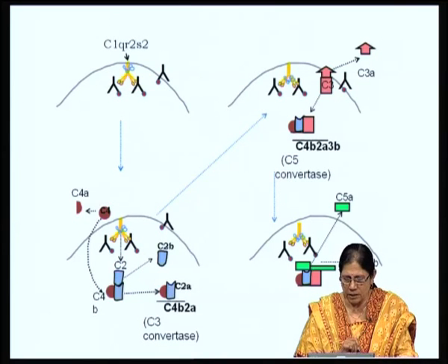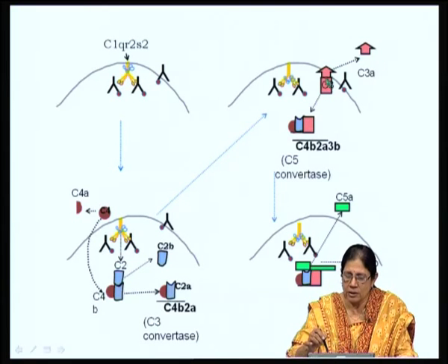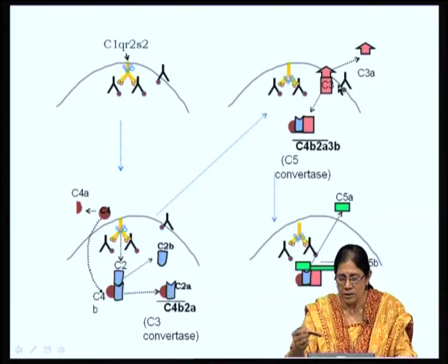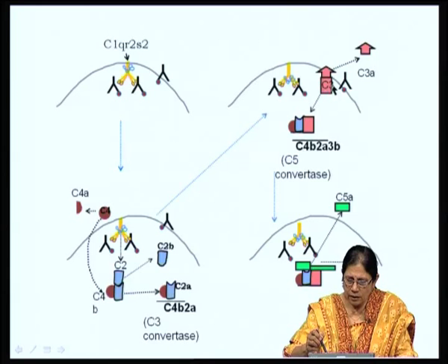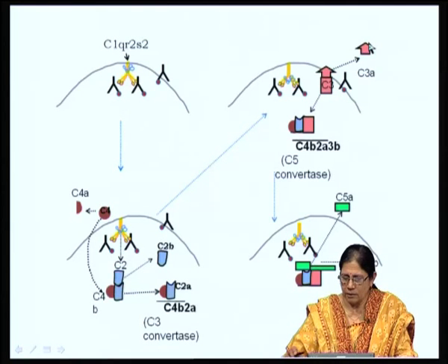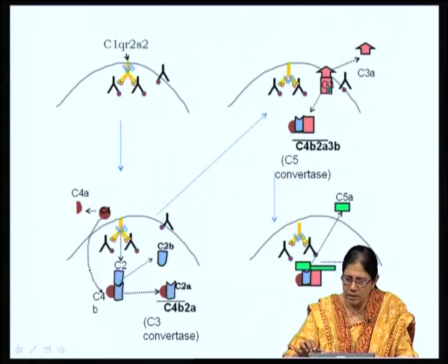Now, C3 convertase, as the name suggests, recruits C3, which is yet another protein in the serum, again in its inactive form. C3 binds to C4b2a, the C3 convertase, and gets cleaved to a larger fragment C3b and a smaller fragment C3a. The C3a diffuses away and C3b binds to C2.